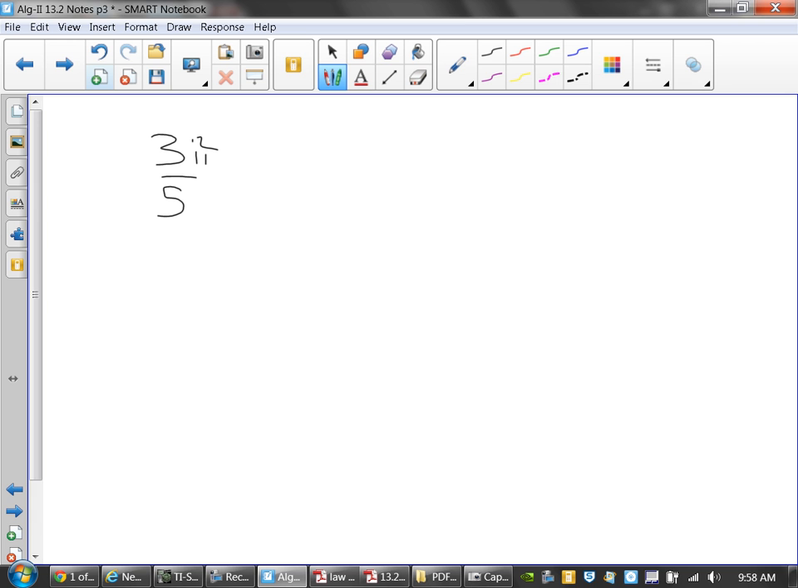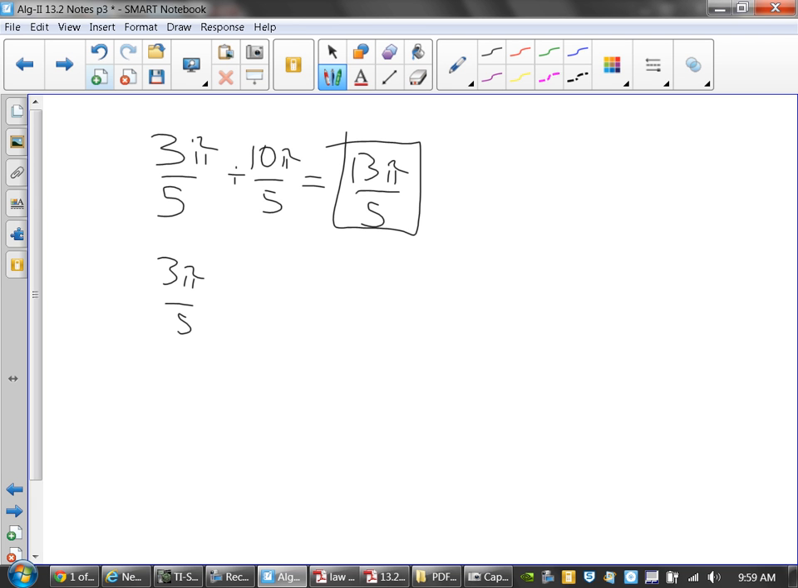So what I'm going to do here is add 2 pi, and then subtract 2 pi. But instead of adding 2 pi, I'm going to add it in terms with a denominator of 5. So what's the same thing as 2 with a denominator of 5? 10 pi over 5. Very good. So I add that and I get 13 pi over 5 for my positive. I take 3 pi over 5 and subtract 10 pi over 5. Negative 7 pi over 5.